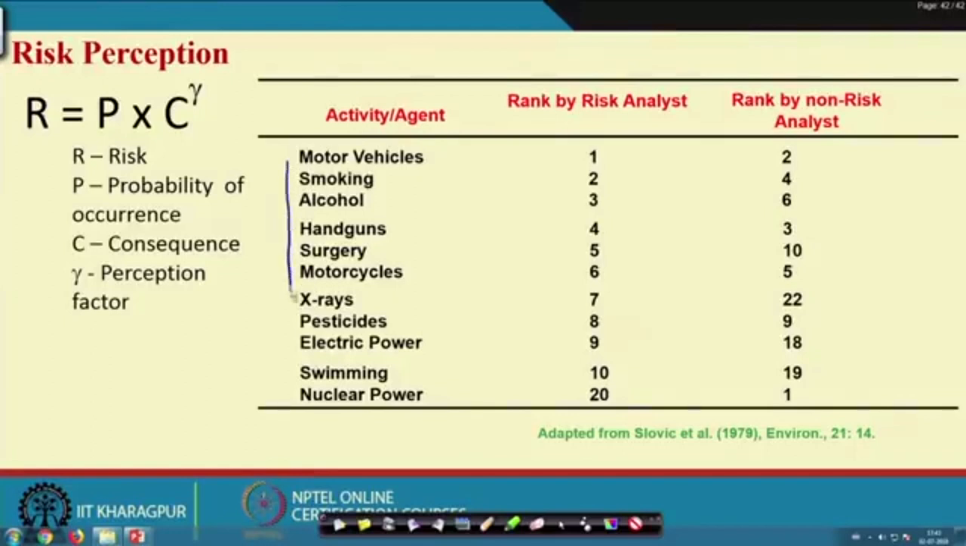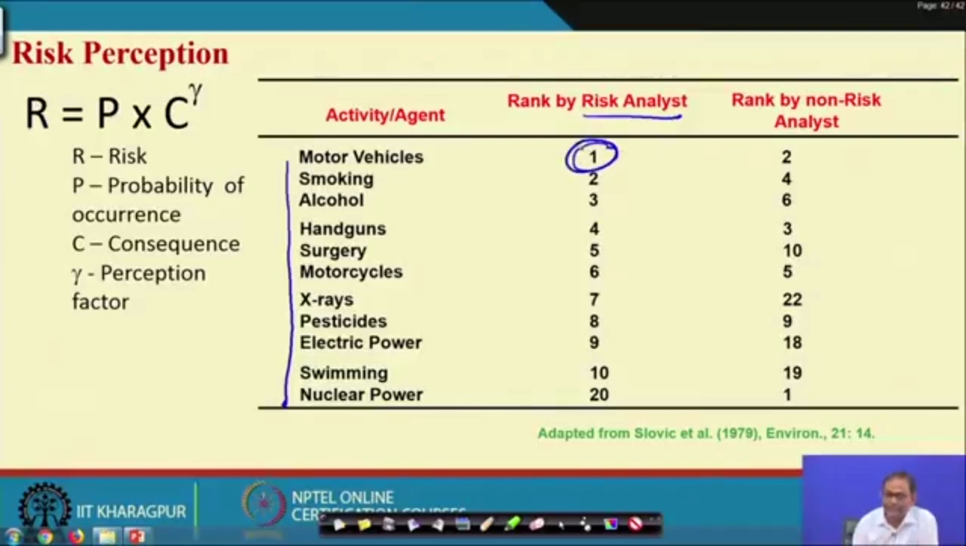So here some points are given, some activities and agents are given: motor vehicle, smoking, alcohol, to nuclear power, and you are a risk analyst. So, what are you seeing? Motor vehicle, primarily accidents on roads, and nuclear power, which is another important one. So, these two, what is the place? This one I have taken from Slovic et al. So, that means motor vehicle risk is rank one, the highest level. Nuclear power is 20th.